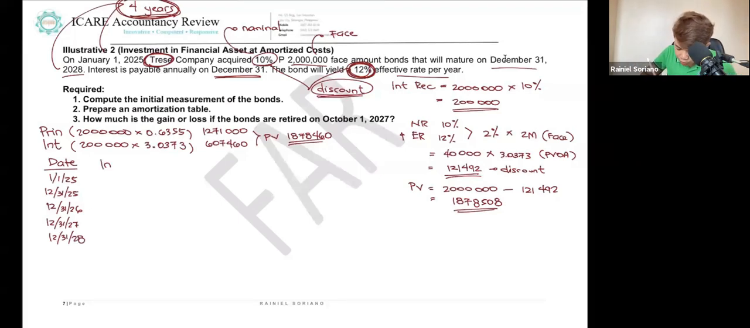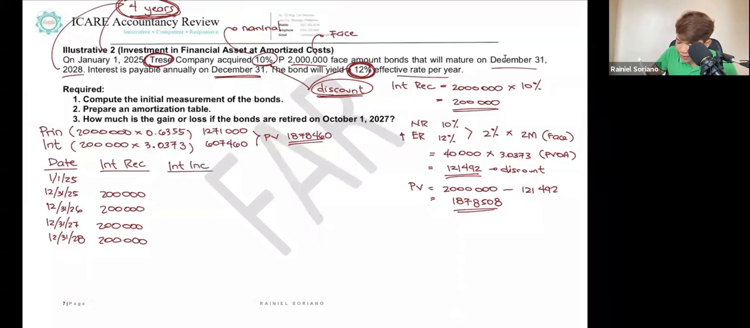Okay? Next column will be the interest received. Interest received annually is fixed. Hindi naman nagbabago yung face amount. Hindi rin nagbabago yung nominal rate. So this is 200,000, 200,000, 200,000, and then last 200,000. Okay? Interest income, ito yung nagbabago kasi nagbabago yung carrying amount eh. Difference between the two will be what we call the amortization, and then last column will be the carrying amount. Okay? So carrying amount on January 1, 2025 is 1,878,460.